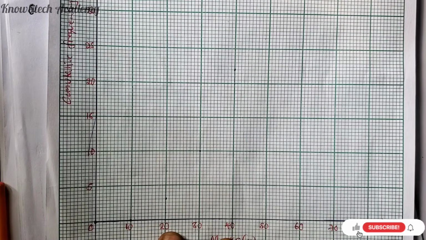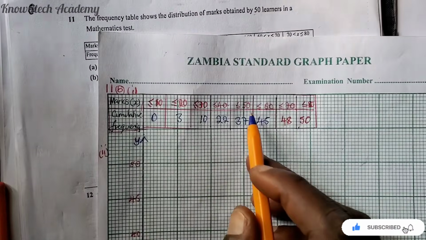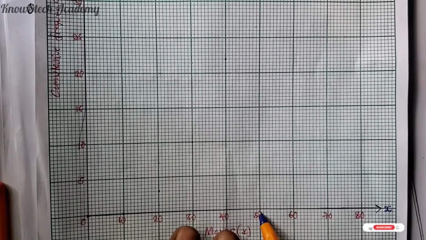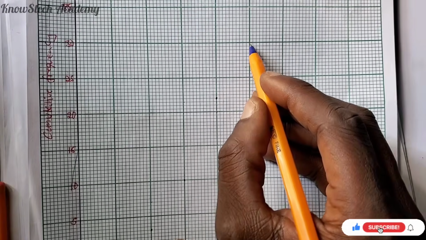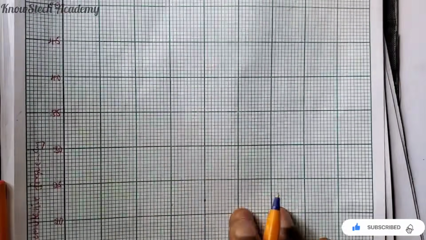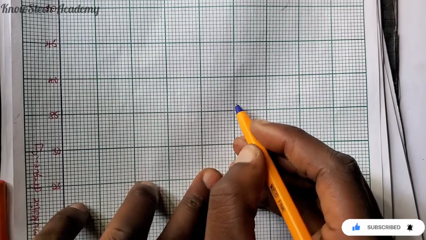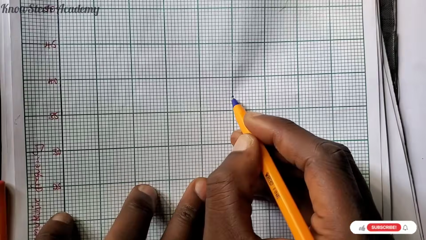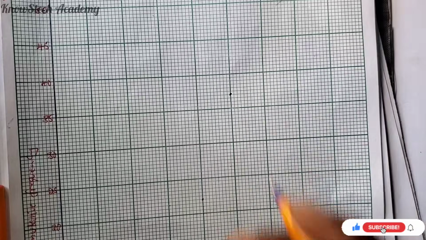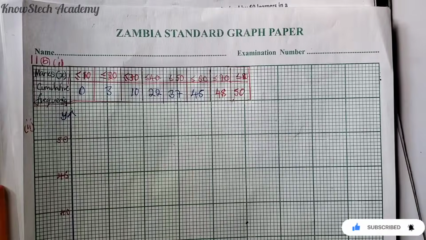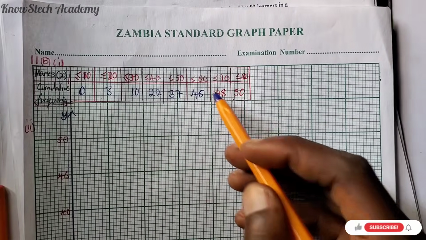Okay, that's where 22 is. Next coordinate is 50, 37. Okay, so where 50 is here, then 37, 30 is here. Okay, 35 is here. So 36 is here, 37. Okay, 37. Remember, 2 boxes represent 1 unit, like what we've discovered. Next coordinate is 60, 45.